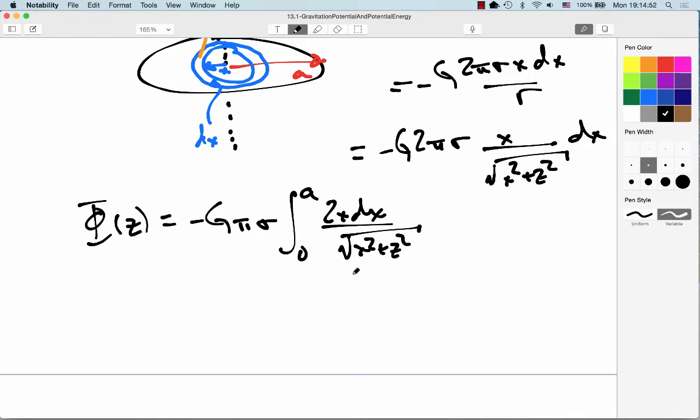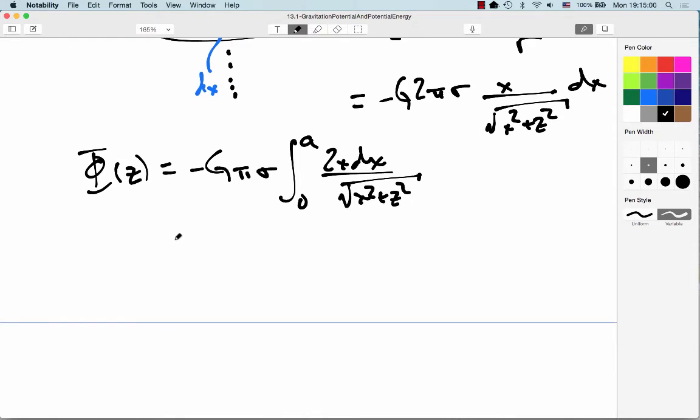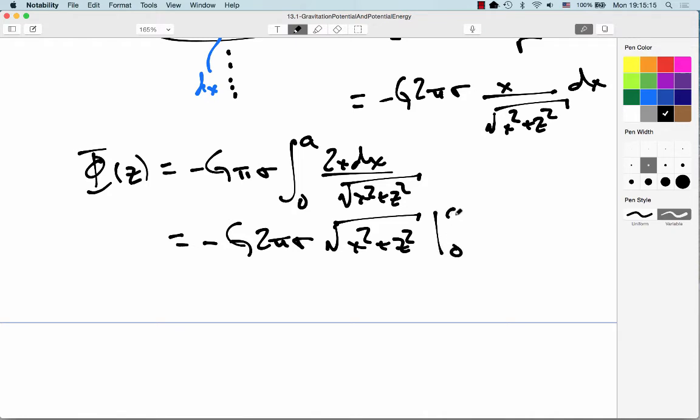This is solved by some trig substitution or other, but frankly, this is just the standard form, and I looked it up in a table. So the answer is minus G times 2 pi sigma root x squared plus z squared. Oh, I'm sorry. You can just do this by u substitution. My bad. Evaluate from 0 to a.